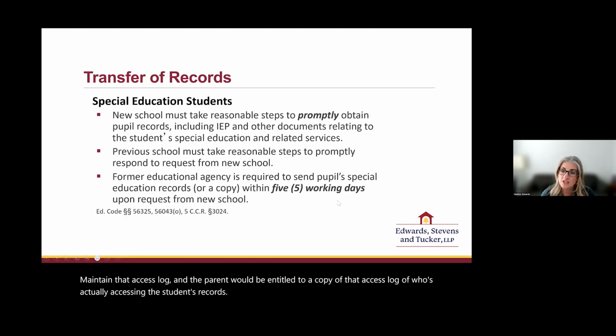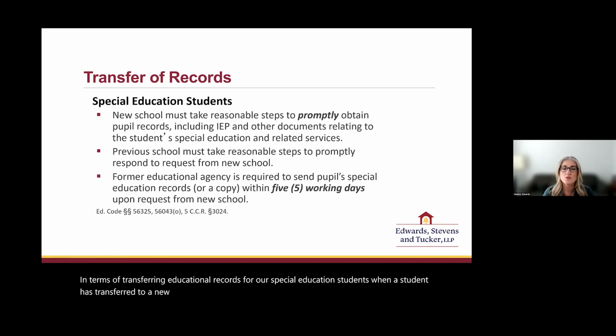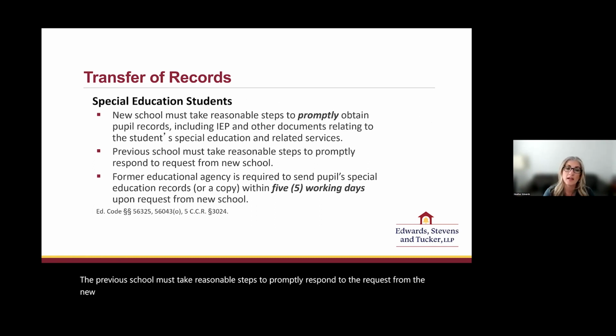In terms of transferring educational records for our special education students, when a student has transferred to a new LEA, the rules are that the new school agency must take reasonable steps to promptly obtain pupil records, including the IEP and other documents relating to the student's special education and related services. The previous school must take reasonable steps to promptly respond to the request from the new school, and the former educational agency is required to send the pupil's special education records or a copy within 5 working days upon request from the new school.